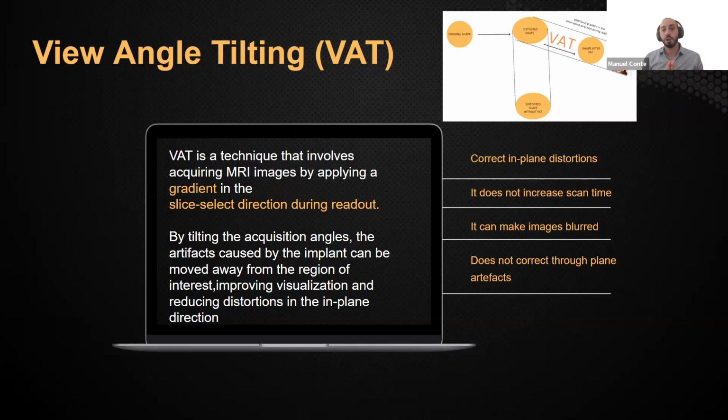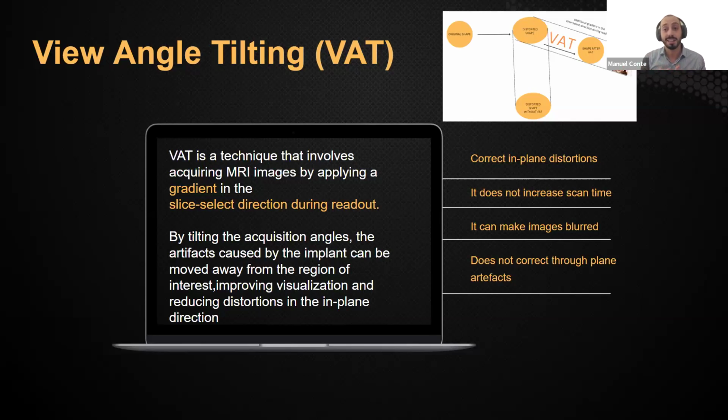As you can see in the image from the top, we have a circle, the original shape. After the metal artifact, there is a distortion, so it becomes like an oval. And if we don't use VAT, or if we don't change the parameters, we can see the distortion again as an oval. But if we change the way we look at the shape and the object, we can see a circle again. I hope this image is quite clear. So the VAT corrects the in-plane distortion.